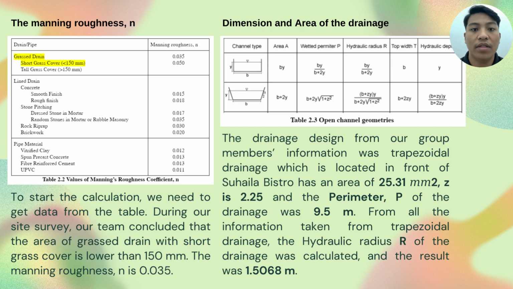And then the dimension and area of the drainage. The drainage design from our group members' information was a trapezoidal drain, located in front of Suhaila Bistro, with an area of 25.31 square meters. Z is 2.25 and the perimeter P of the drainage was 9.5 meters. From all the information taken from the trapezoidal drainage, the hydraulic radius R was calculated and the result was 1.5068 meters.